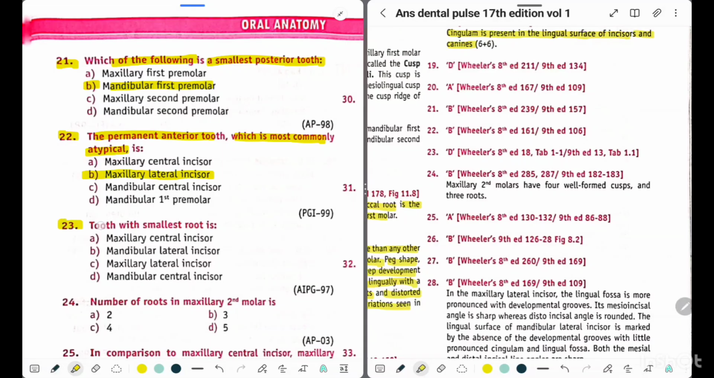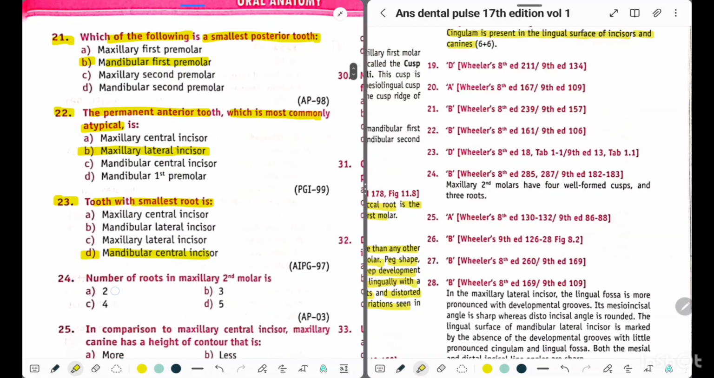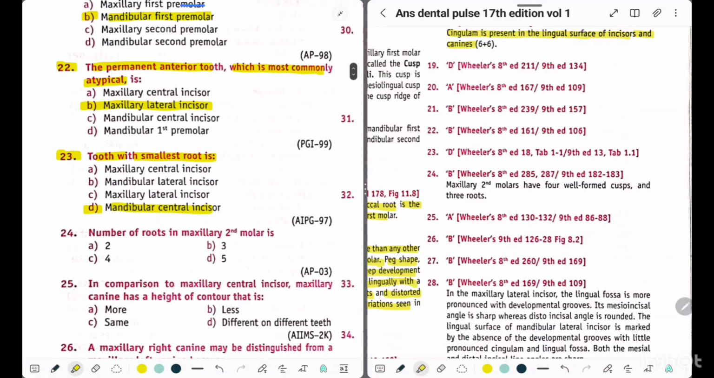Question 23. Tooth with smallest root is. Its answer is mandibular central incisor. Mandibular central incisor is the tooth with the smallest root.